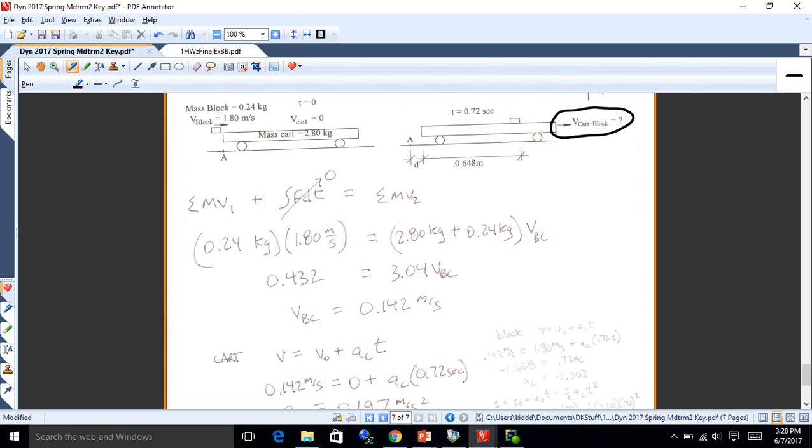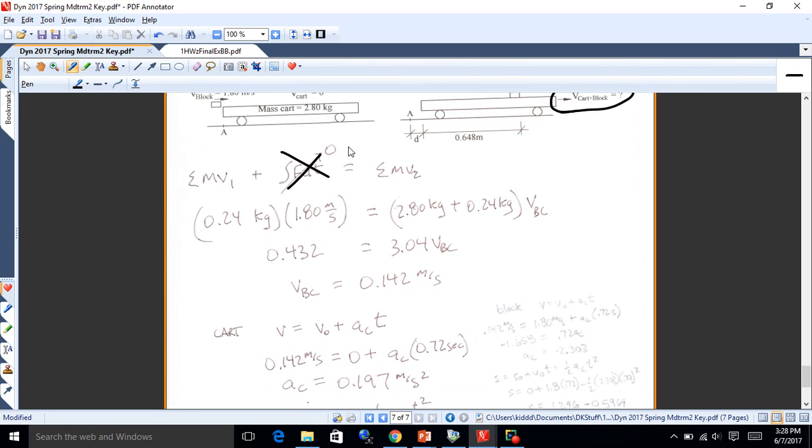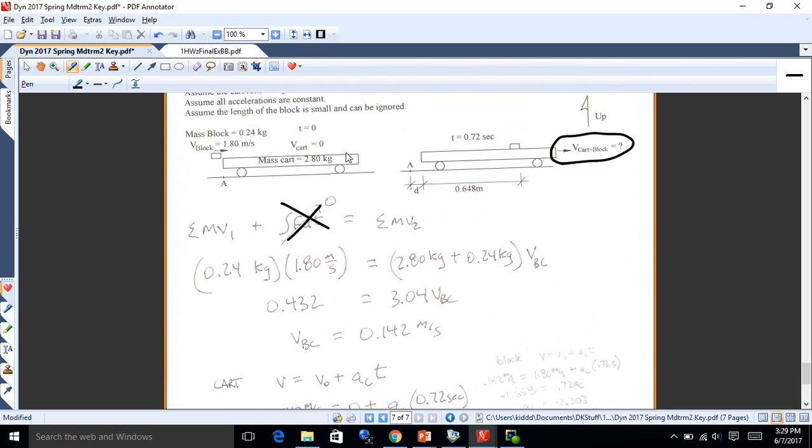So you could just use straight momentum for the first part with the impulse going to 0, okay, because you're analyzing the system as the cart and the block together. So the mass of the block times its velocity is your starting momentum. The cart has no momentum because it has no velocity to start with. And then you equate that to the mass of both of them together times the unknown velocity, VBC. You can solve for VBC, and it's 0.142 meters per second. Okay.